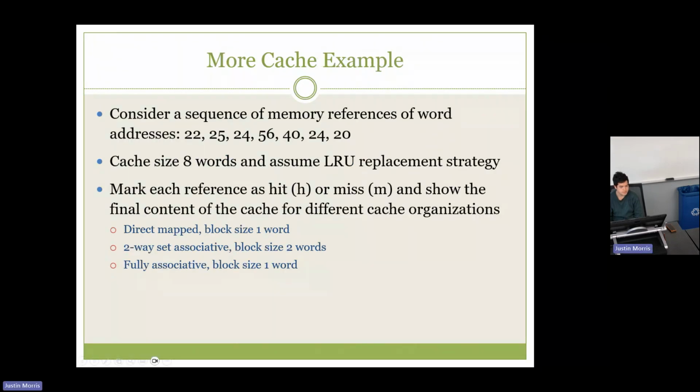All right, so here we're going to go over some more cache examples. We're going to consider this sequence of memory references of word addresses. Our cache size is 8 words. We're using least recently used replacement. So we need to mark each reference as a hit or miss and show the final content of the cache for different cache organizations. We're going to do a direct map cache, two-way set associative cache with a block size of 2 words, and then a fully associative cache with a block size of 1 word.